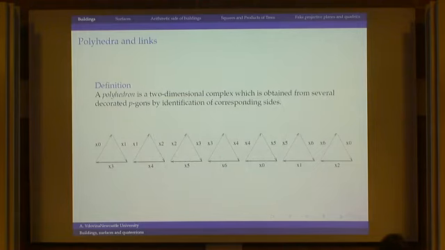Okay, now a couple of essential definitions, which everybody knows, but every time one should define what is meant. By polyhedron, I mean a two-dimensional complex which is obtained from several decorated polygons with words on the boundary. And to get our polyhedra, we identify sides with the same label respecting orientation.